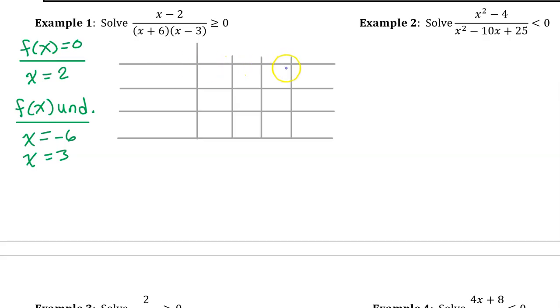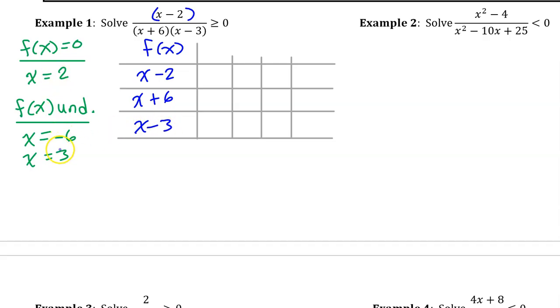Now it's time to make a sign chart. We need a row for every factor. We have 3 factors, so I have 3 rows. And we need a vertical line for each one of these critical values. That includes where f of x is equal to 0 and where f of x is undefined. Always label your sign chart. Let's just call it f of x. And we will list off the factors down the left-hand side. So we have x minus 2, x plus 6, and x minus 3.